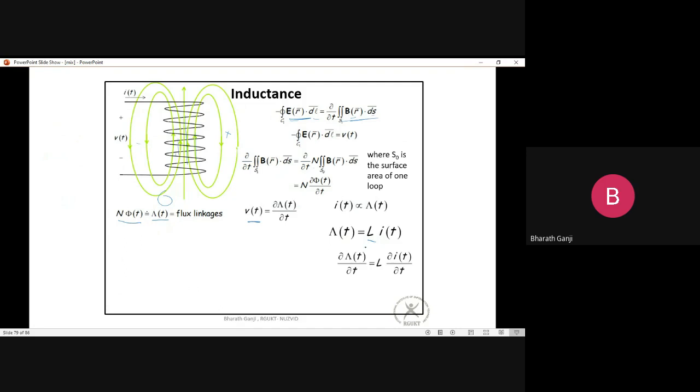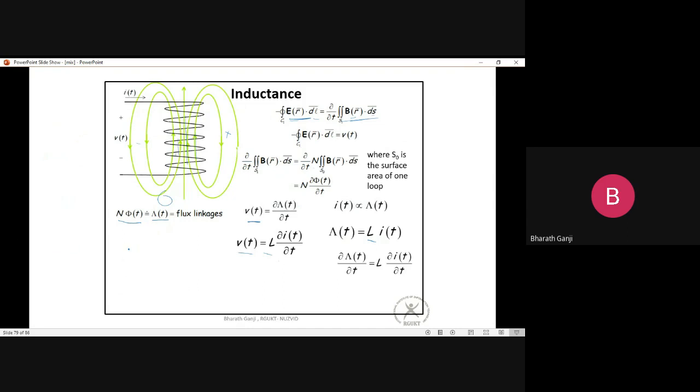Okay. So if you take the derivative on both sides, you can see that ∂Λ/∂t is L times ∂I/∂t. So from here we get your famous expression for inductors, that is V(t) equals L times ∂I/∂t. Okay.